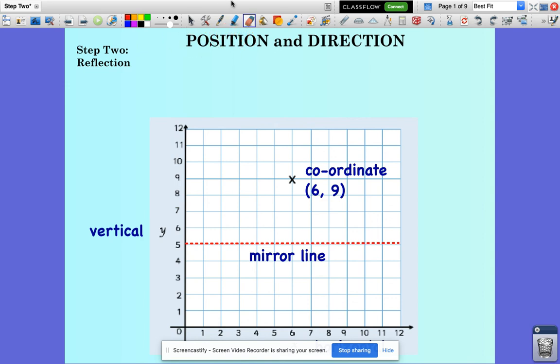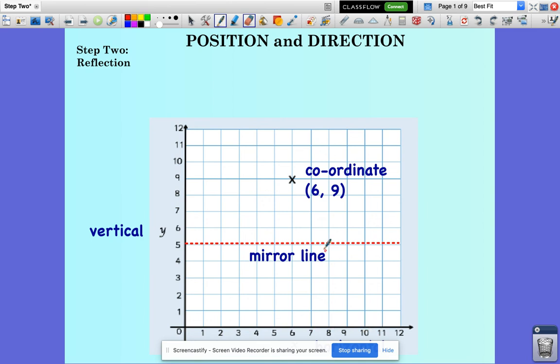Okay, so we're on step 2 today, which is reflection. We're still looking at the first quadrant. We're still using the term coordinates, remembering that we put the x-axis number first, then a comma, and then the y-axis. And our coordinates are always written in brackets. Our y-axis is our vertical axis, it goes up, and our horizontal comes across, and that is our x-axis.